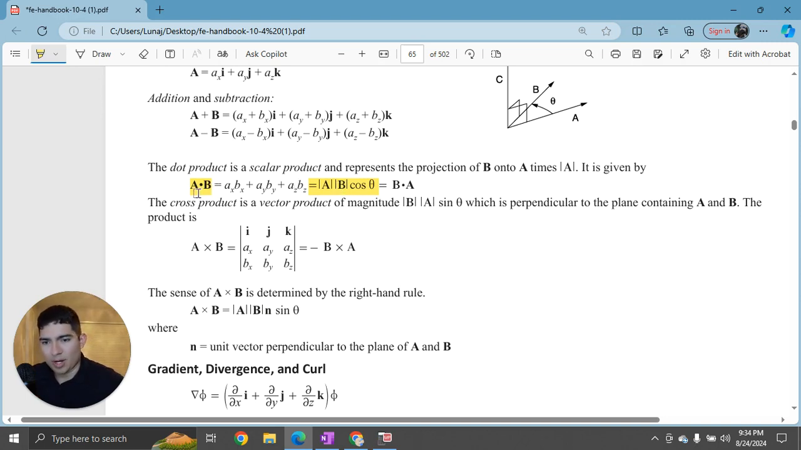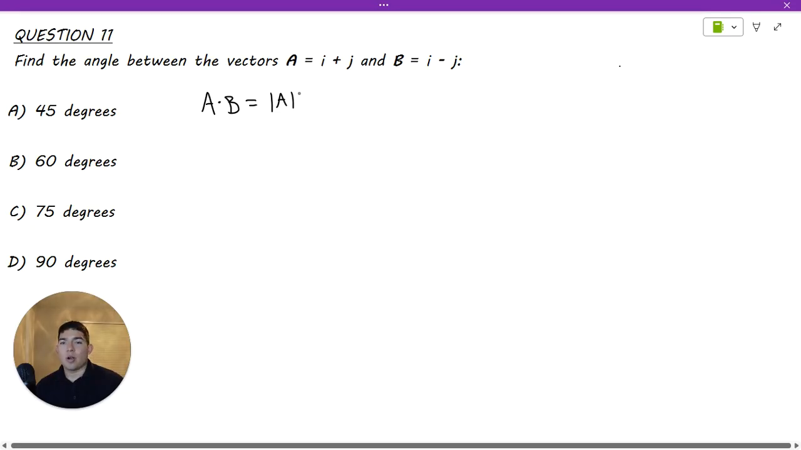What we really care about is that the dot product is going to be equal to the magnitude of the two vectors multiplied together times cosine of theta. So obviously the angle between the two vectors is going to be that theta there, and that's what we want to find. So let's go back to our problem, and I'll go ahead and write out that formula for us here.